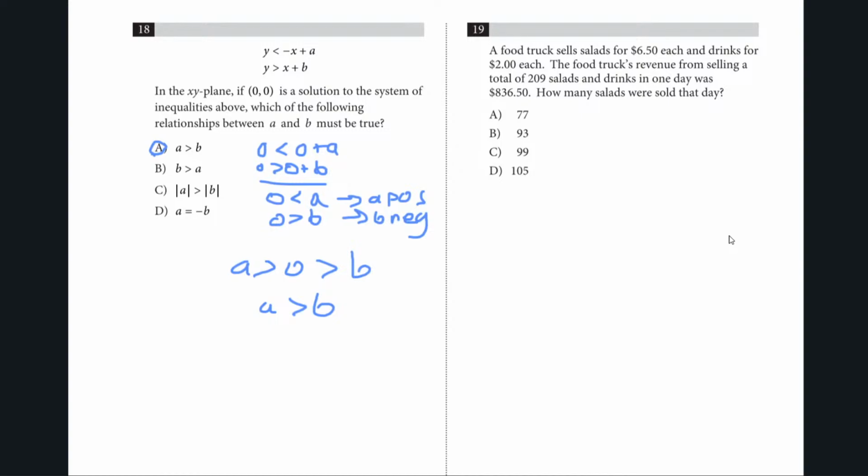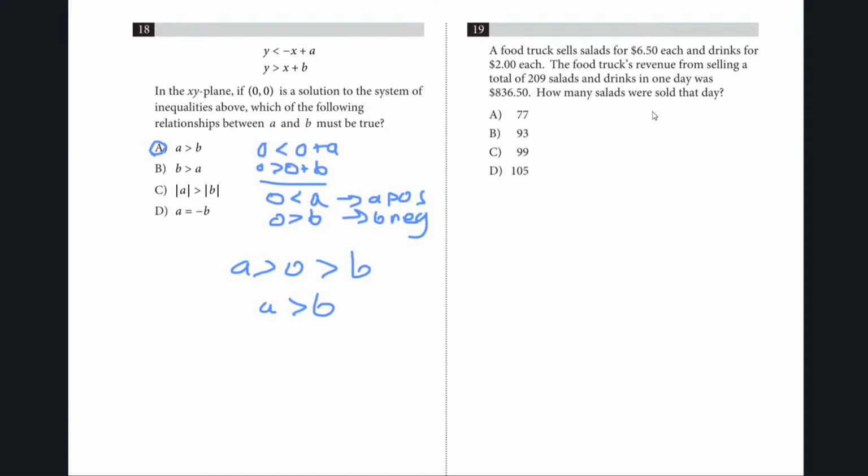A food truck sells salad for $6.50 each and drinks for $2 each. The food truck's revenue from selling a total of 209 salads and drinks in one day was $836.50. How many salads were sold that day? Okay, this is a systems of equations problem, and it's probably going to require substitution.